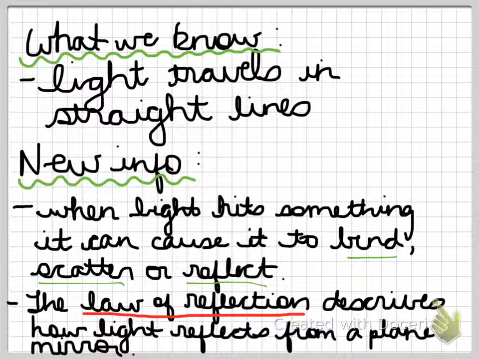Now the new information that we're going to look at today is that when light hits something, it can cause it to bend. So I just said light couldn't bend. Well, in this case, when it hits an object, it may cause it to bend, scatter, or reflect, or it can do a combination of those three. The law of reflection describes how light reflects from a plane mirror. So that's just a perfectly flat plane mirror. And reflection is basically called a change of direction. So it's basically light being bounced off or changing direction.